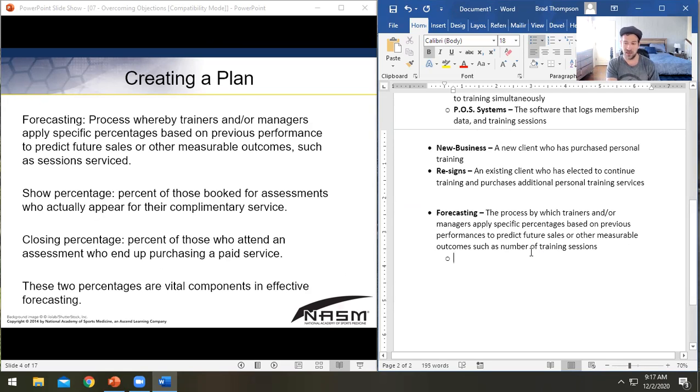So in order to successfully forecast, trainers must accurately determine their closing percentage. Remember, our closing percentage is the number of people who purchase personal training versus the number of people that you show. That number is really, really important.